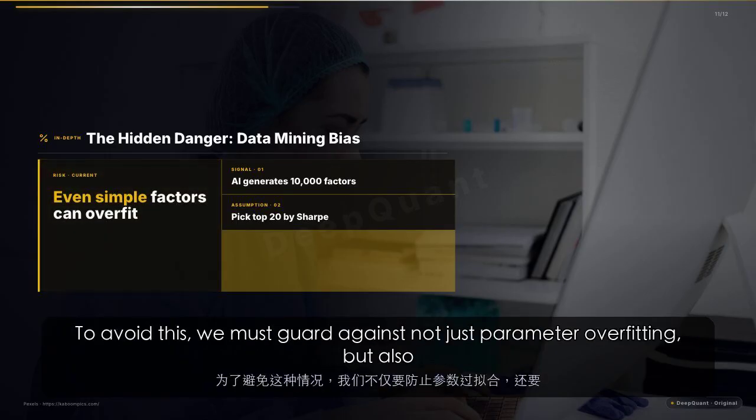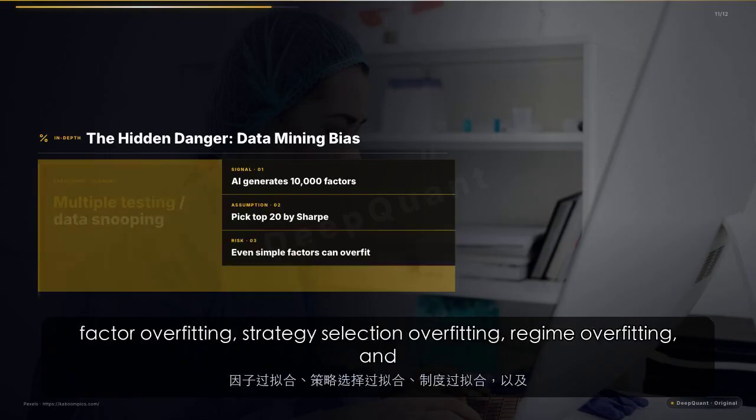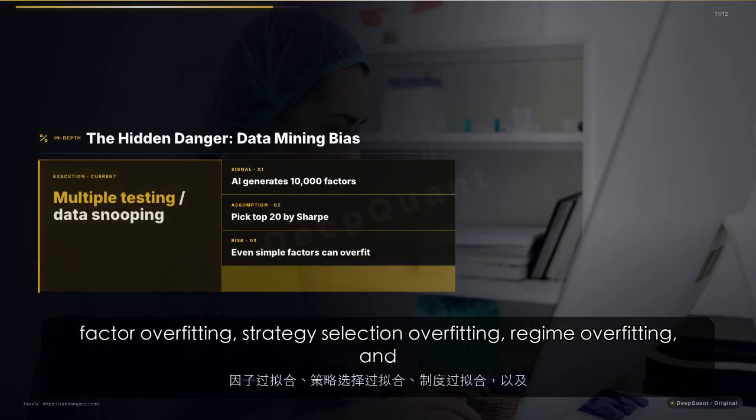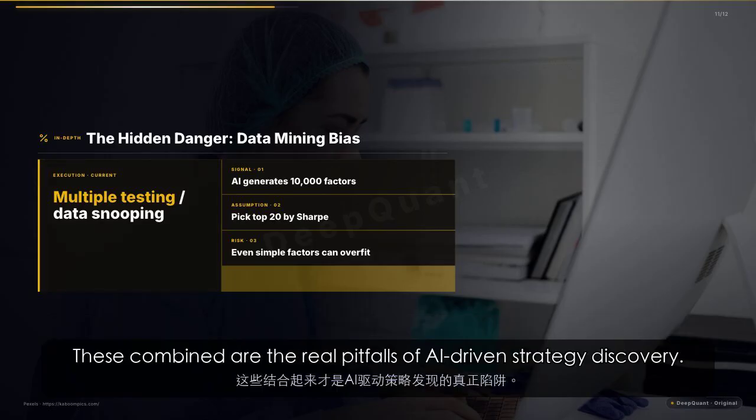To avoid this, we must guard against not just parameter overfitting, but also factor overfitting, strategy selection overfitting, regime overfitting, and multiple testing bias. These combined are the real pitfalls of AI-driven strategy discovery.